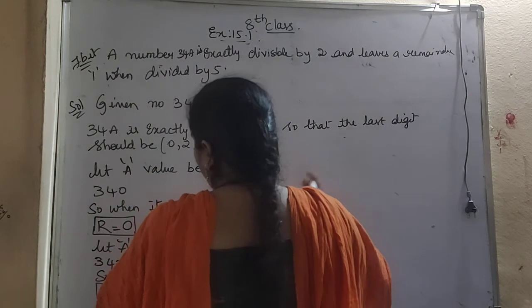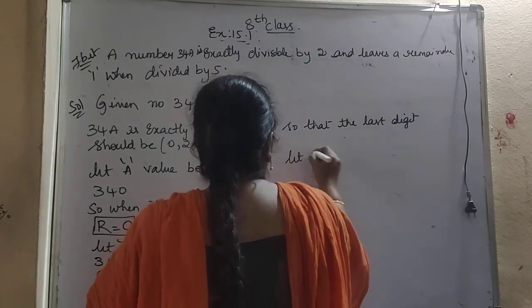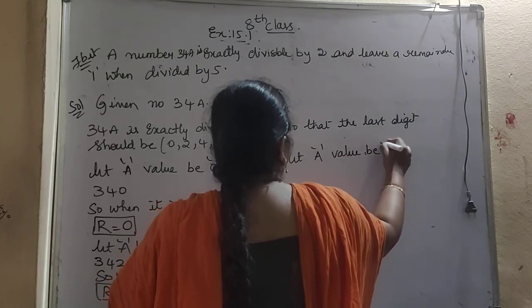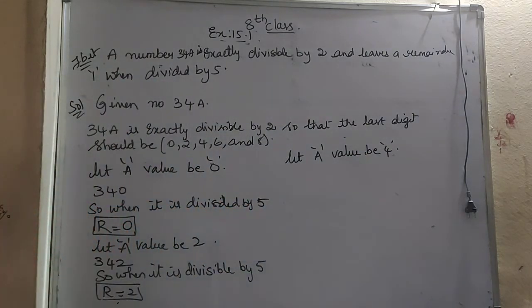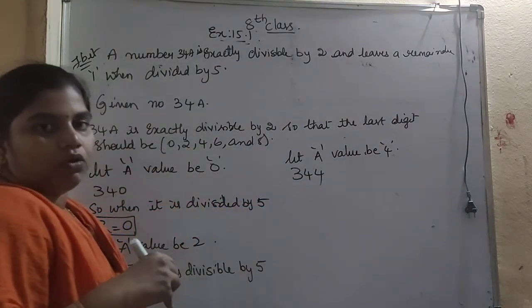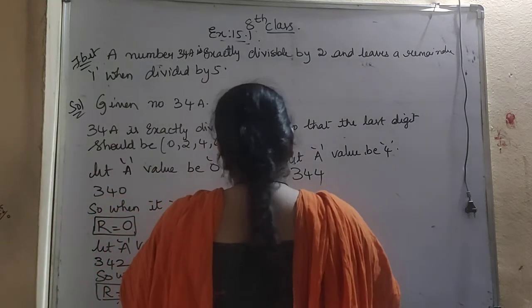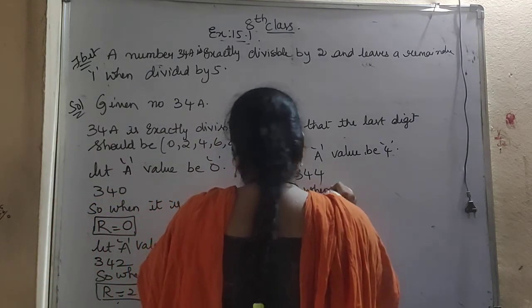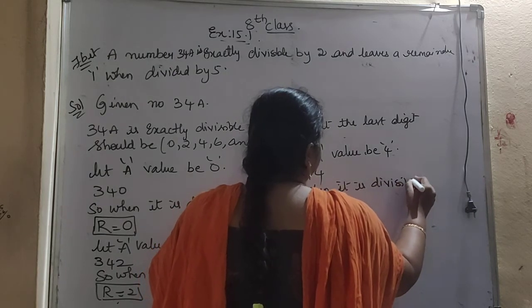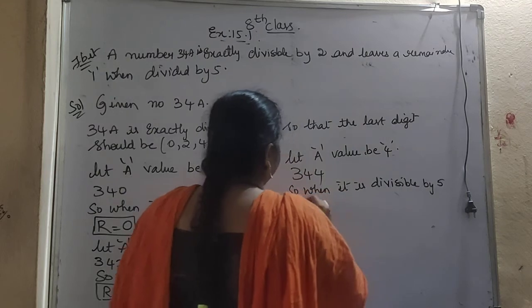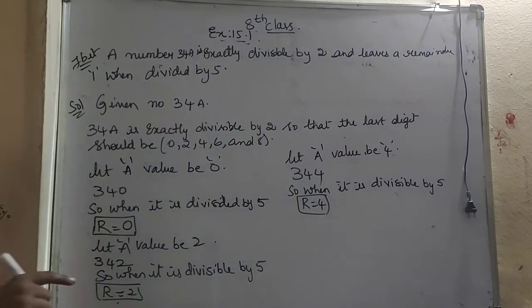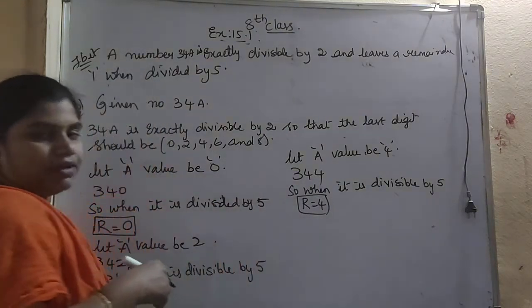Now I am taking the a value as 4. Let a value be 4. If you place 4 in place of a, the number will be 344. When we divide by 5, what remainder will you get? When it is divided by 5, the remainder will be 4. But we want the remainder as 1, so this is also not satisfied.